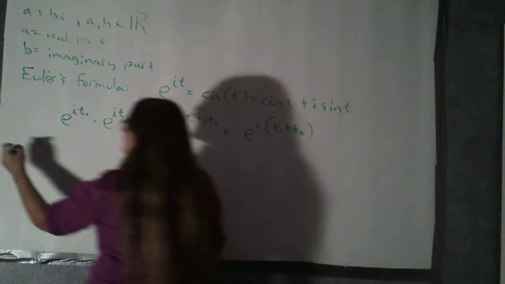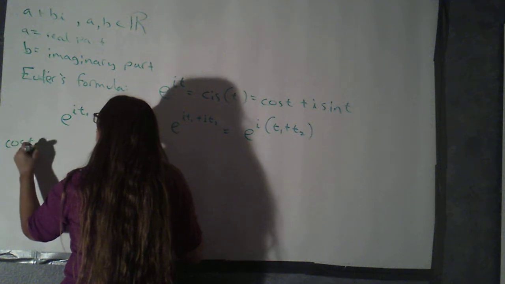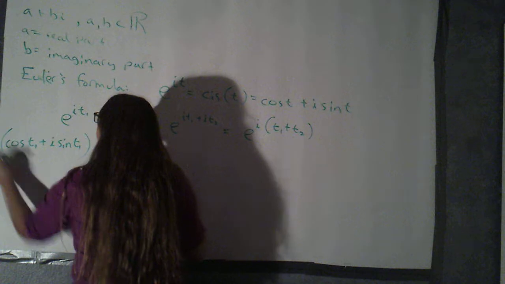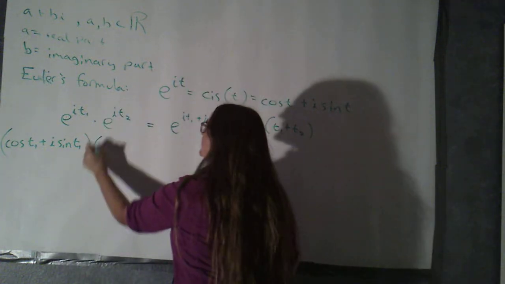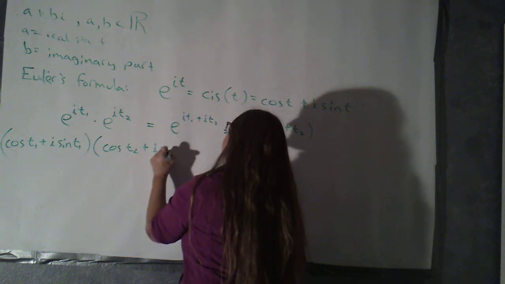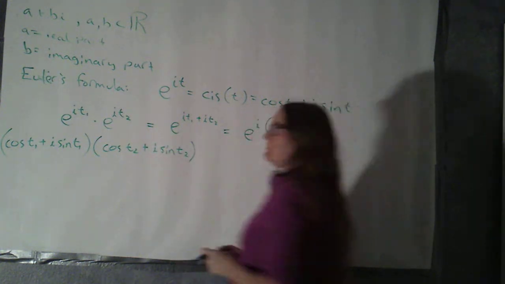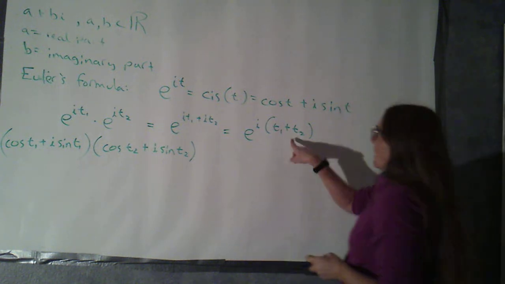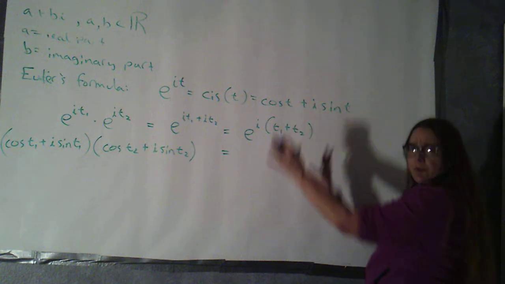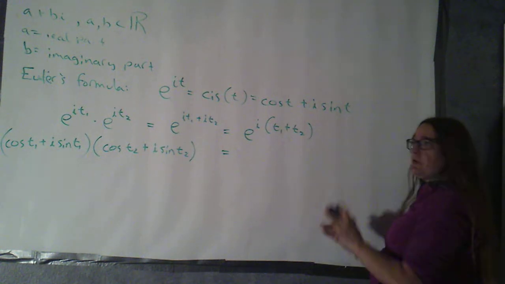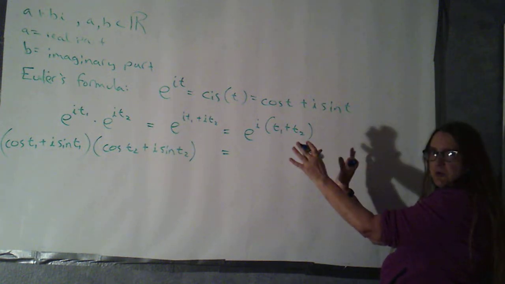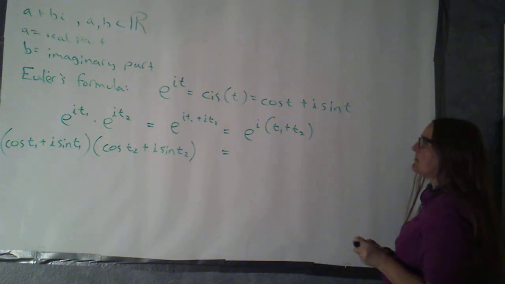If I looked at this, this should be cosine of t1 plus i times sine of t1. And I'm multiplying it by this, which would be cosine of t2 plus i times sine of t2. If this works, it's supposed to be the same as this. Now, I'm not doing a proof here. I'm doing an illustration. If I were proving this, I would work with one side at a time. I have told you this is true. I'm just illustrating it by simplifying both sides.